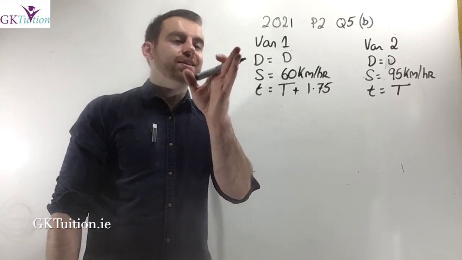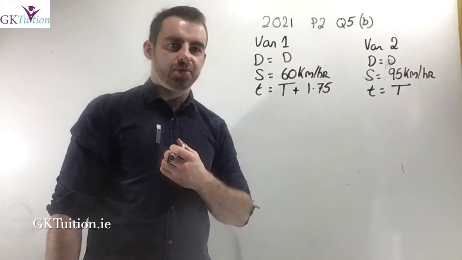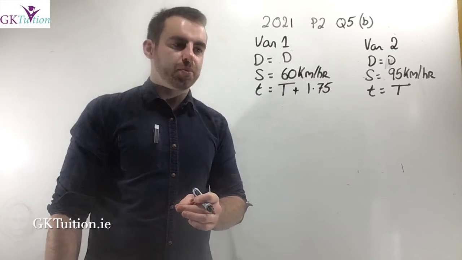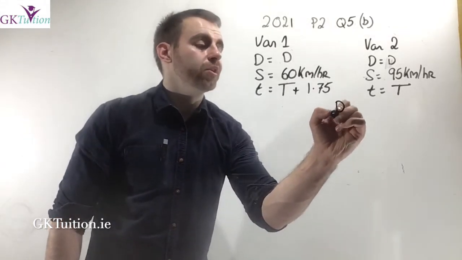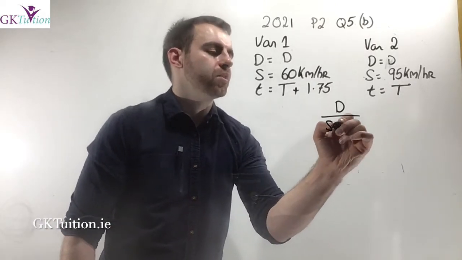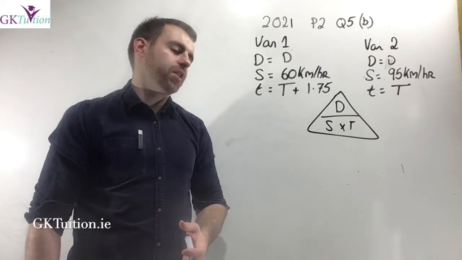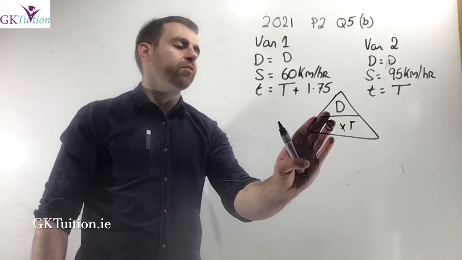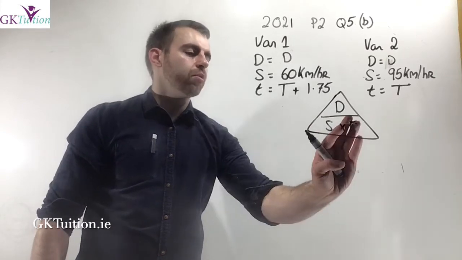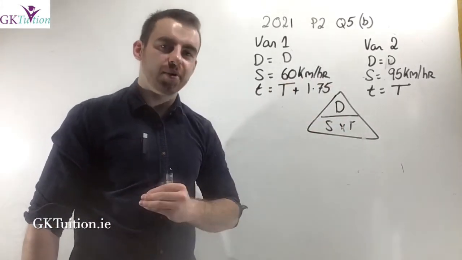I know that the distance for van number 1 is equal to the distance for van number 2. Essentially, that's going to allow me to work out the length of time. Remember what you learned, and you may not have even looked at it since junior cert, your distance, speed, time triangle. This is probably the way that you would have seen it before. If you want speed, you cover speed. Speed is distance divided by time. If you want time, you cover time. It's distance divided by speed. If you want distance, it's speed multiplied by time.